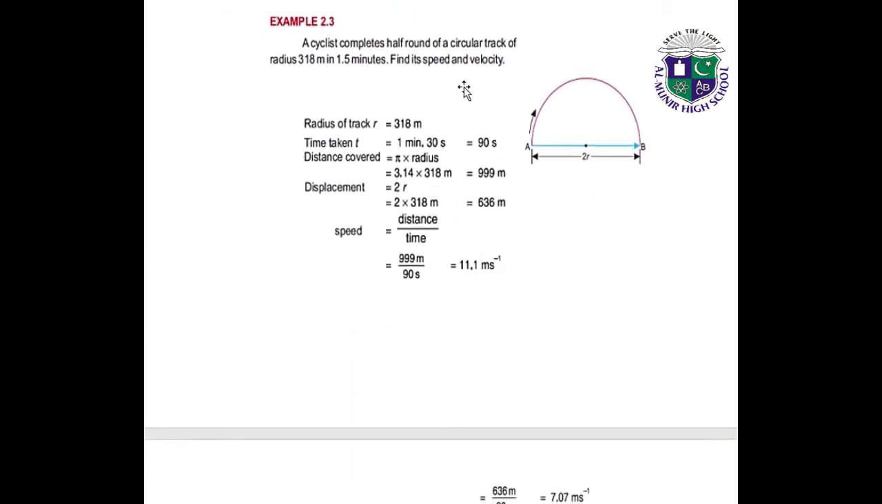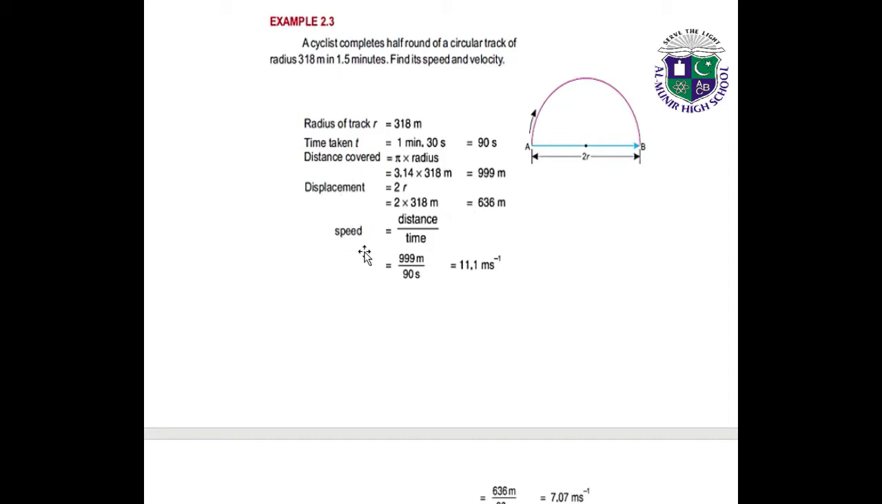Example 2.3. A cyclist completes half round of a circular track of radius 318 meters in 1.5 minutes. Find its speed and velocity. So here we have the radius, which is 318 meters. Time taken will be 90 seconds. First of all, we will find out the distance covered, then displacement. By putting the values, we will get the distance, then displacement.